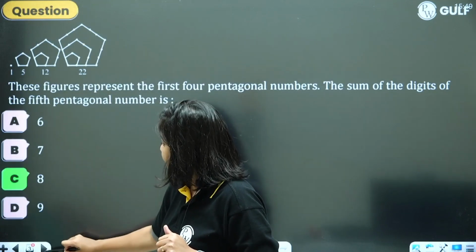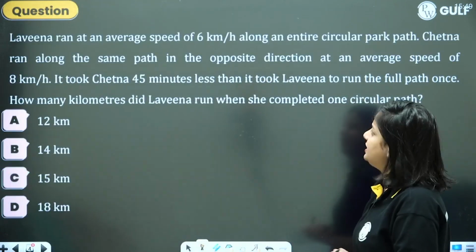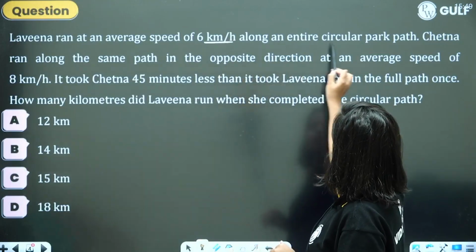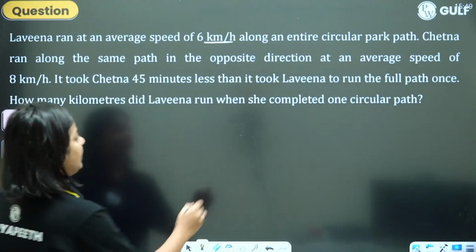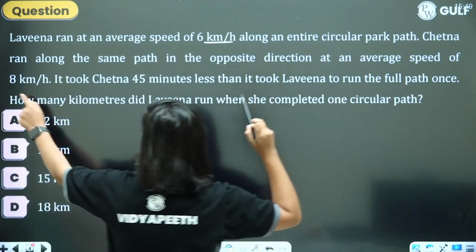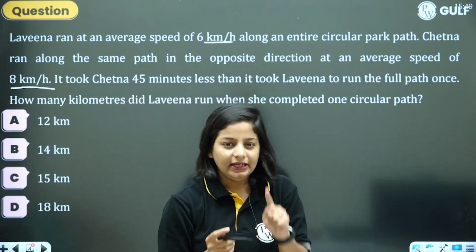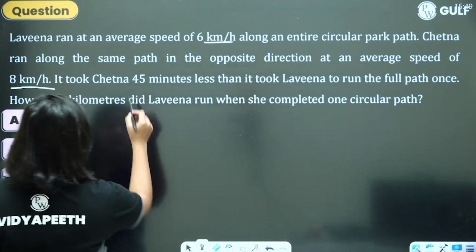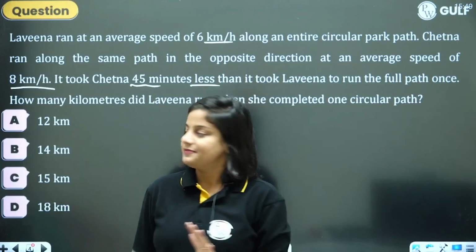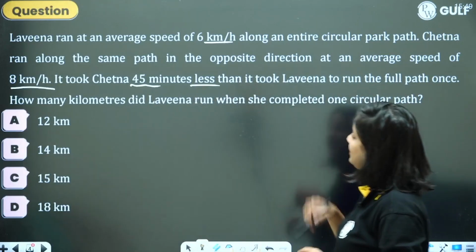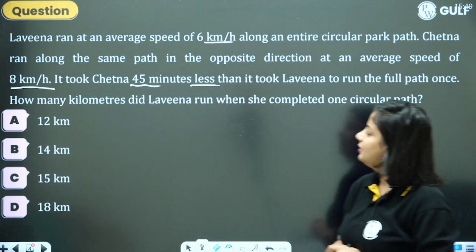Next one. Lavina ran at an average speed of 6 km per hour along an entire circular path. Chetna ran along the same path in the opposite direction at an average speed of 8 km per hour. It took Chetna 45 minutes less than it took Lavina to run the full path once. How many kilometers did Lavina run when she completed one circular path?